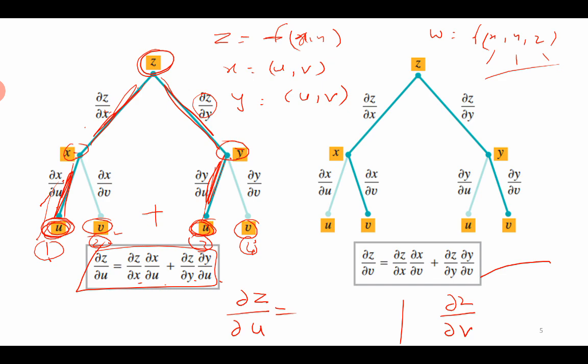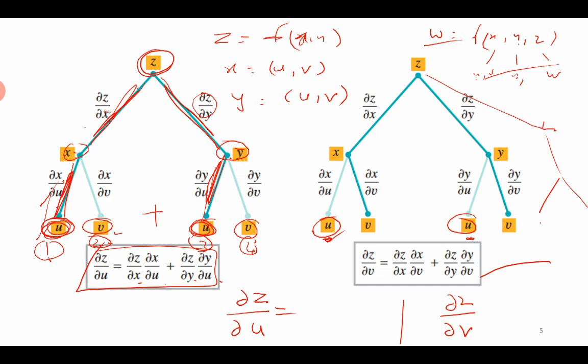This is possible. So in this way, you can first draw the tree, and then from the tree the end variables should be considered. The branches ending with u will give you the derivative of w with respect to u. So you can extend it for one more branch. If there are only two variables, x and y, that involve u. If x is a function of u, v, y is a function of u, v, z is a function of u, v, then there will be one more.